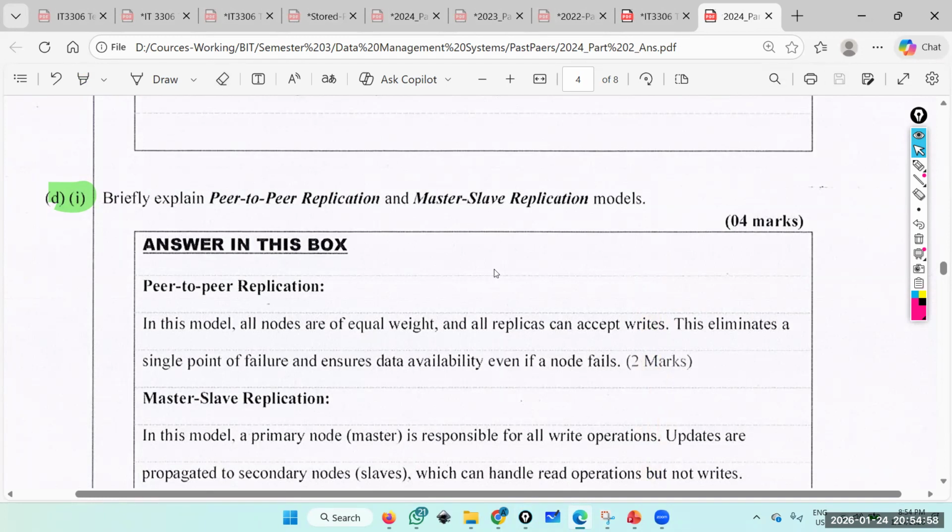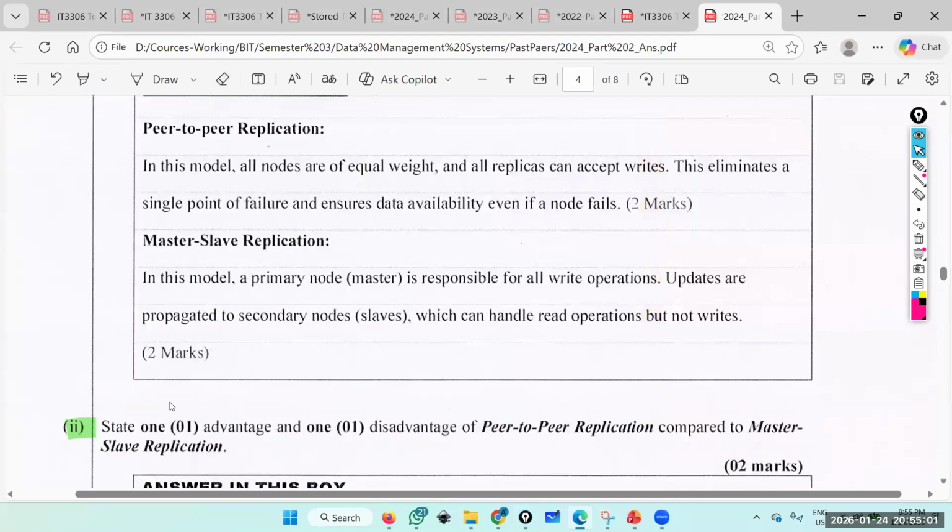In master-slave replication, primary or the master is responsible for all write operations. So we do write operations to the master only, not to the peers. And master is doing the propagation of update changes to the slaves, which can handle read operations. Slaves can only do read. So slaves are used for reads. For write, you write to the master, and master propagates the changes to the slaves.